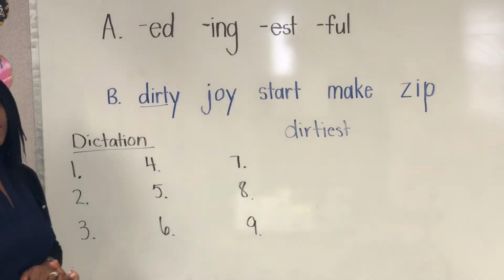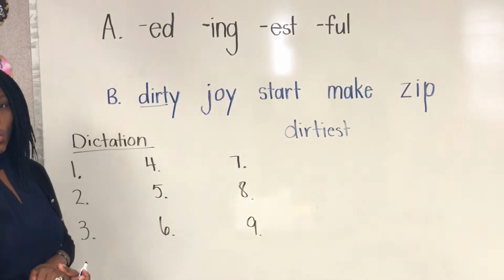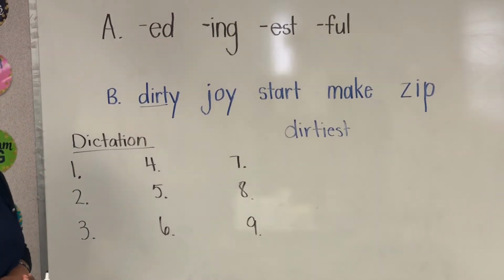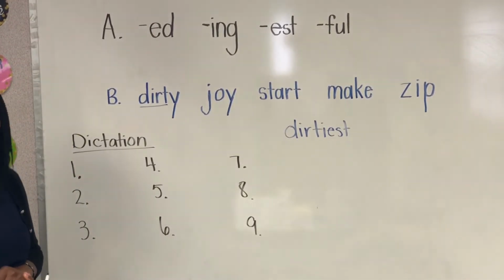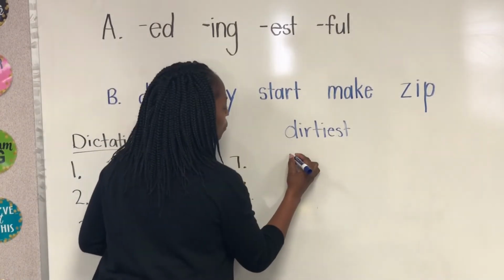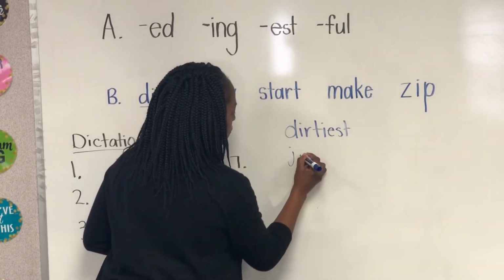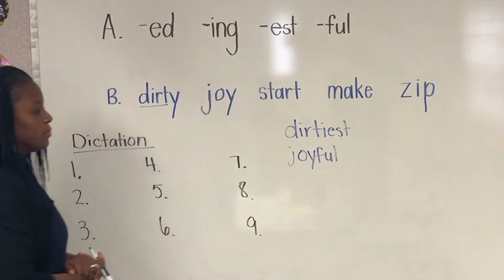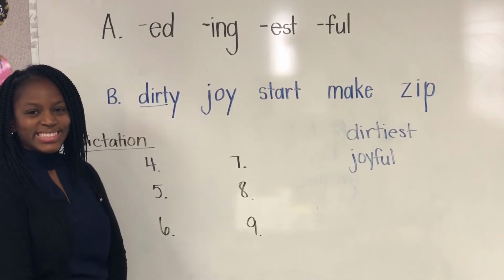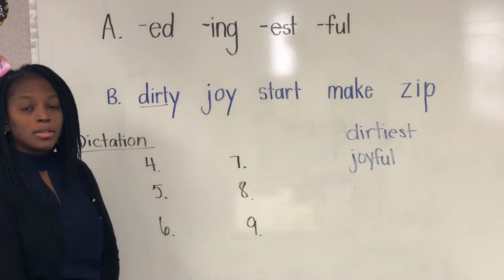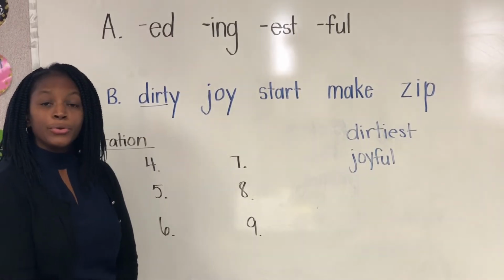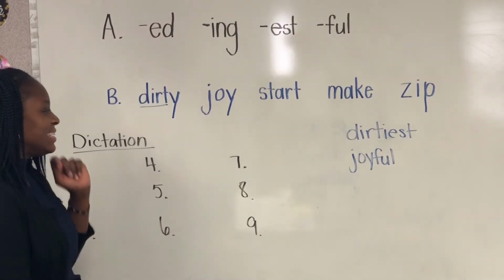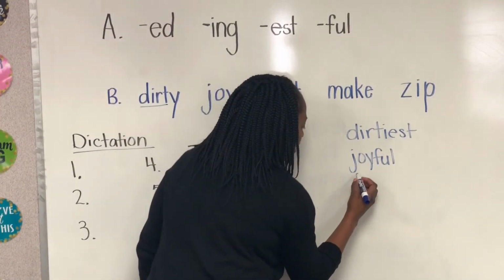Now I'm looking at my next word, joy. Which suffix can I add to make a new word? I'm going to add full in beautiful, and my new word is going to be joyful. My next root word is start. What suffix can I add to my root word start to make a new word? I'm going to add ed to make my new word started.